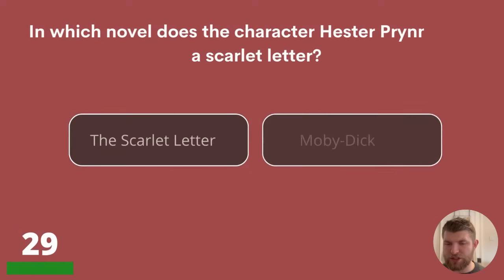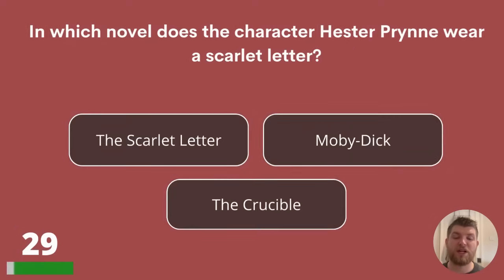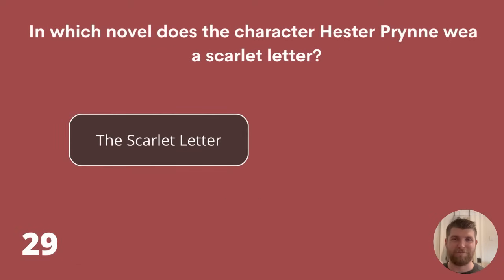29. In which novel does the character Hester Prynne wear a scarlet letter? The Scarlet Letter, Moby Dick, or The Crucible? The answer? The Scarlet Letter.